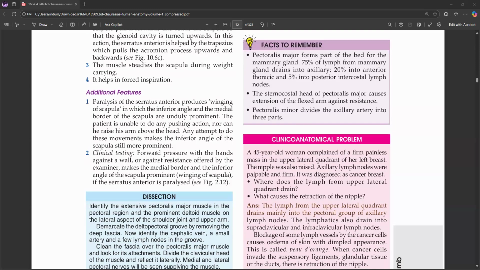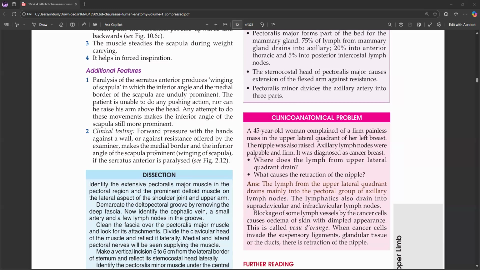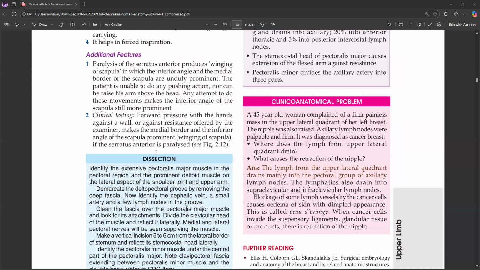Additional features. Paralysis of the serratus anterior produces winging of scapula in which the inferior angle and the medial border of the scapula are unduly prominent. The patient is unable to do any pushing action, nor can he raise his arm above the head. Any attempt to do these movements makes the inferior angle of the scapula still more prominent.